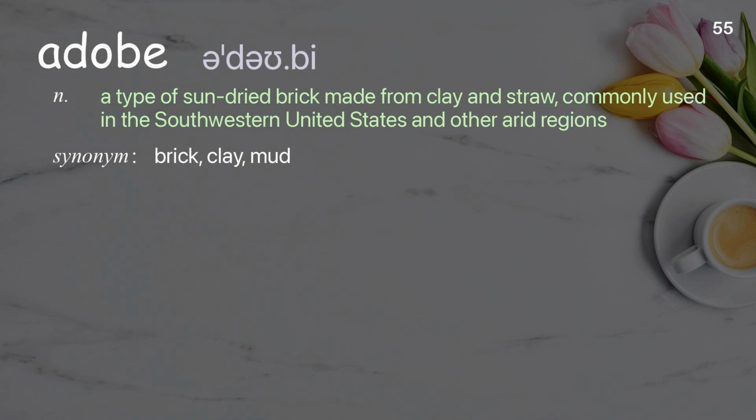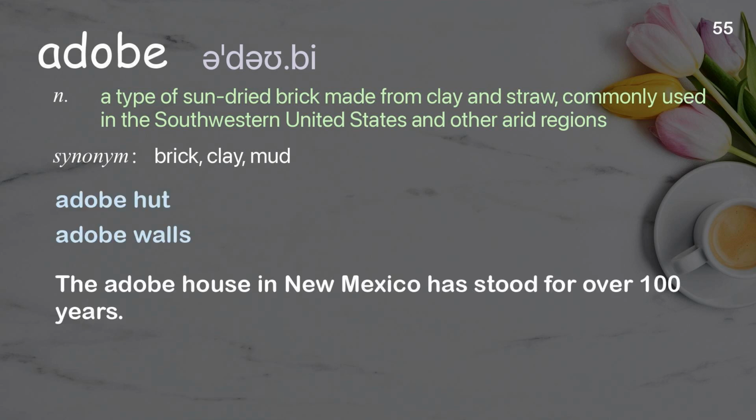Adobe. A type of sun-dried brick made from clay and straw, commonly used in the southwestern United States and other arid regions. Examples: Adobe hut. Adobe walls. The adobe house in New Mexico has stood for over 100 years.